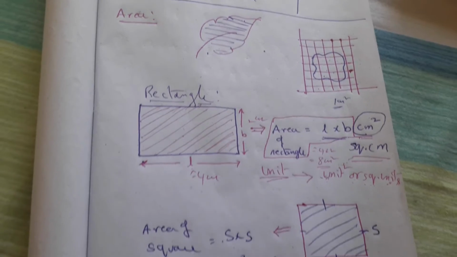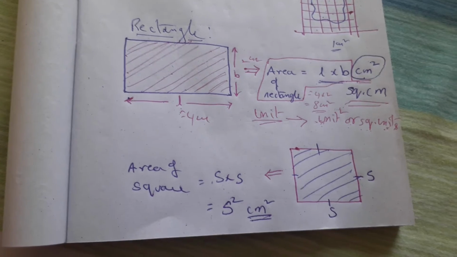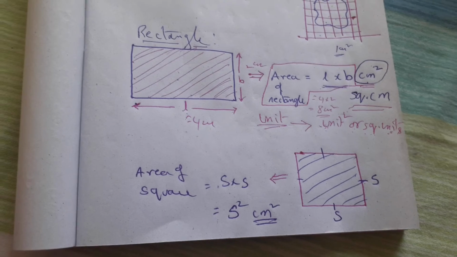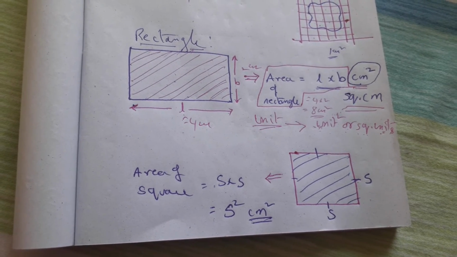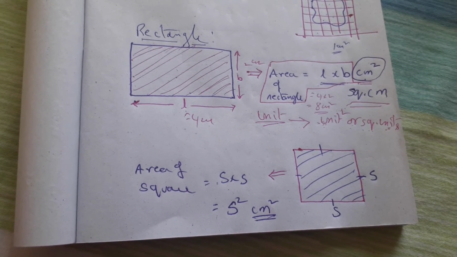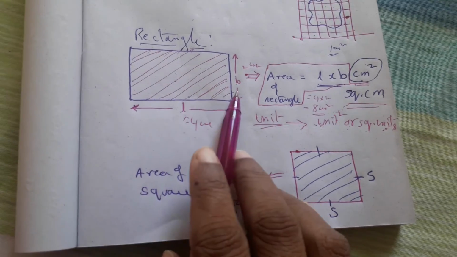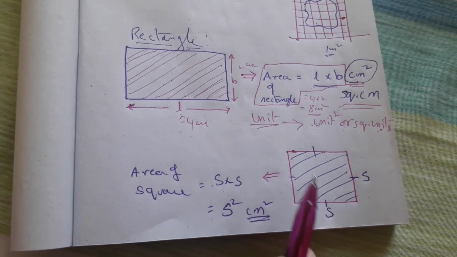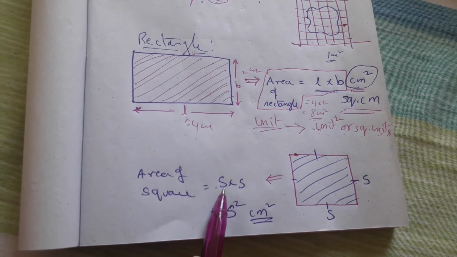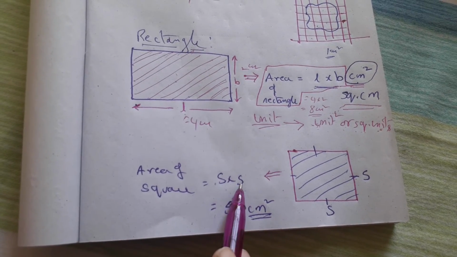Okay, right. Next one is area of a square. You will also have area of a triangle and area of a circle, but not in this class, only in the higher classes. In 6th class you are going to learn only about the area of the rectangle and the area of the square. Now, area of the square. Length and breadth are equal in a square, is it not? So we will write S and S. S into S is S square. Why? Because L is S, B is also S.